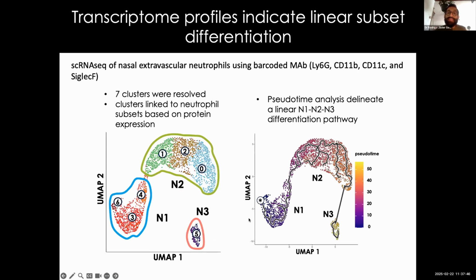Pseudotime analysis delineates a linear differentiation pathway from N1 to N2 to N3. It makes sense for N1, as they are in bone marrow, so they're the youngest neutrophils. However, we don't know whether N2s actually differentiate into N3s.